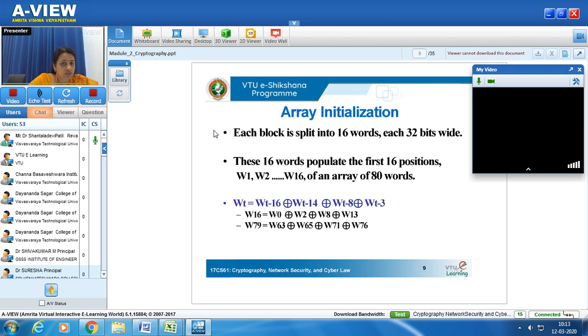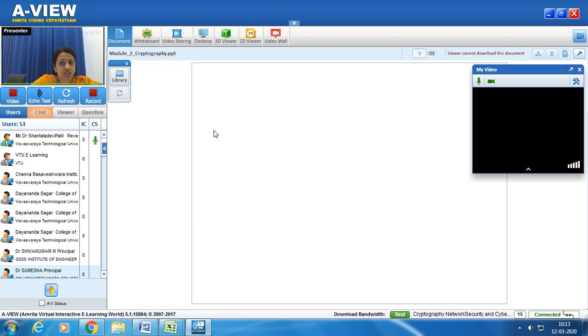For any given round, if you want to calculate a word, let's say it is round T. So Wt, the word for this particular round, is equal to Wt minus 16, Wt minus 14, Wt minus 8 and Wt minus 3, XORed together. Let's see this example. In order to calculate the word 16, we are using W0. So W16 minus 16 will give us W0. This value is already known to us because we are directly taking it.